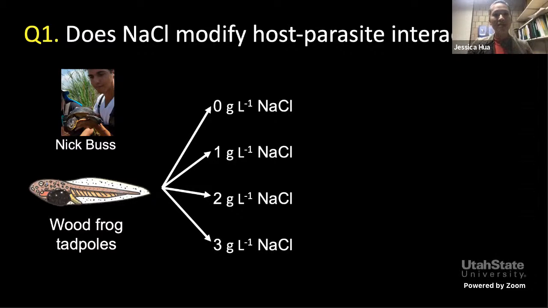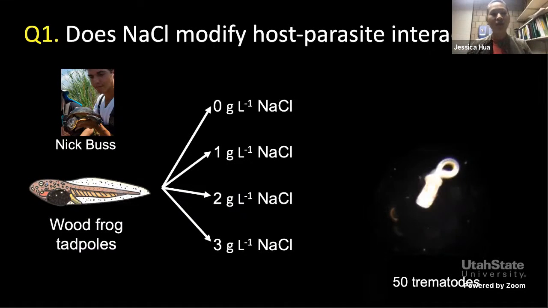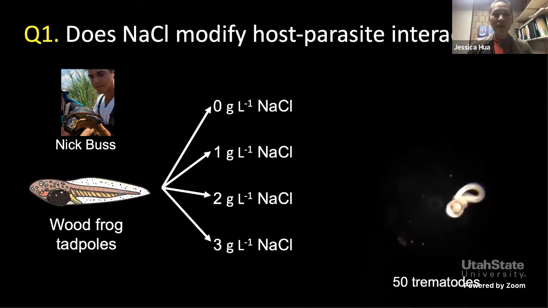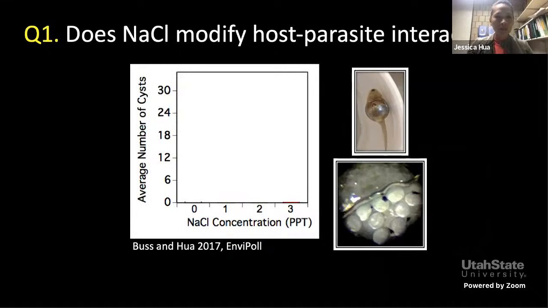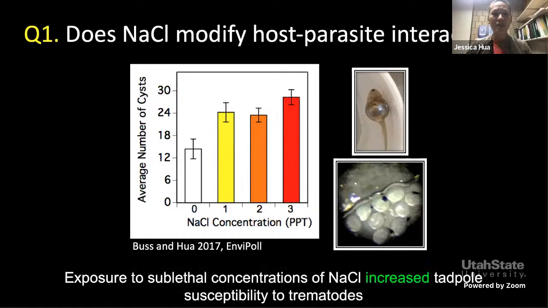So using these concentrations, what Nick did was he exposed wood frogs to these concentrations, then added 50 trematodes, and his question was how many of these 50 trematodes successfully encysted in each one of these tadpoles in these different treatments. Looking at the results, on the x-axis here is sodium chloride concentration, on the y-axis is the average number of cysts. Compared to tadpoles that were not exposed to sodium chloride, Nick found that tadpoles exposed to all 3 concentrations of sodium chloride were more susceptible to trematodes compared to that control.